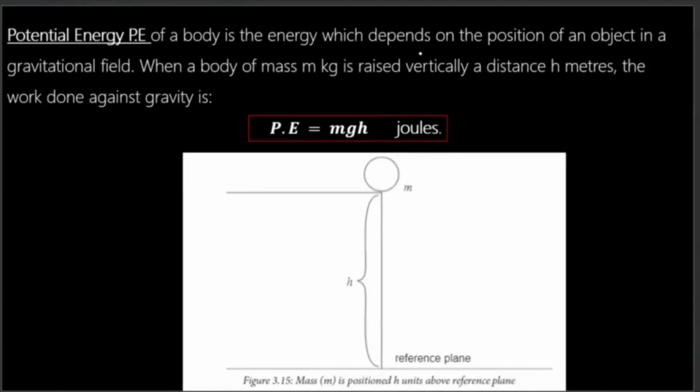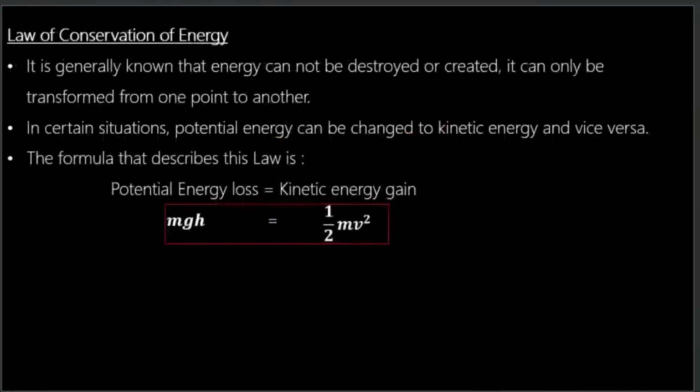So when a body of a mass in kilogram is raised vertically a distance h meters, the work done against gravity will be mgh. So of course we know all these things, and then the unit of potential energy and kinetic energy is in joules. This is where I'm going. This is actually where our calculations are going to be pointing to the law of conservation of energy. You might be asked to state this law in the exam.